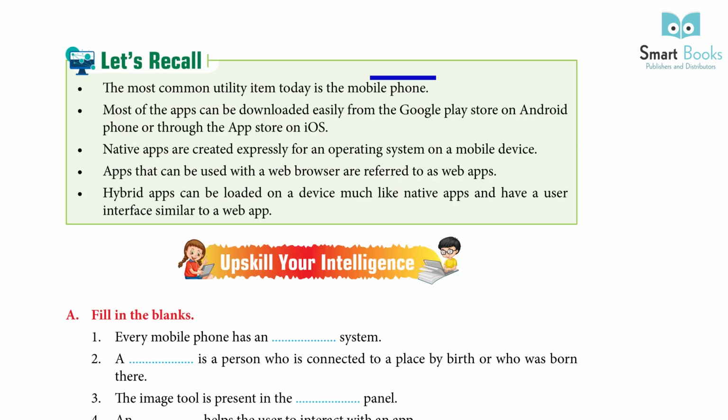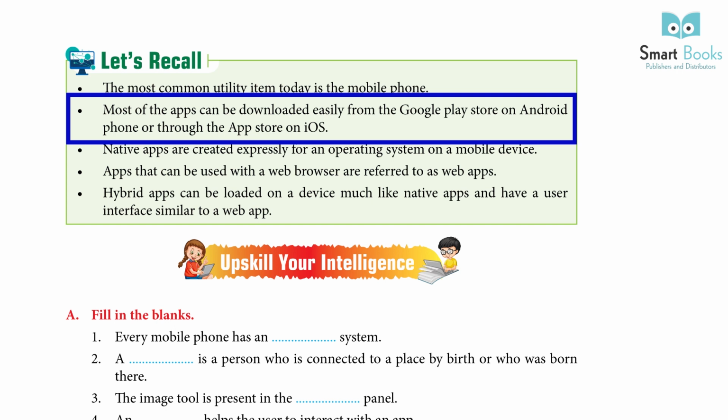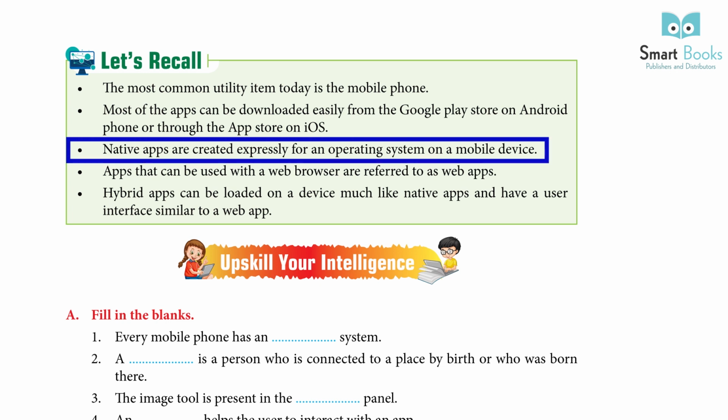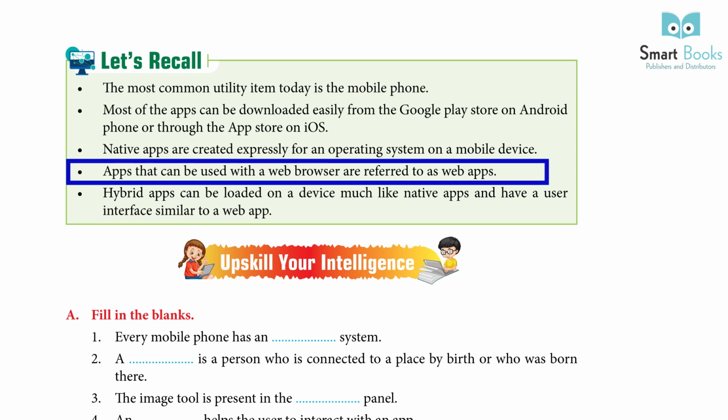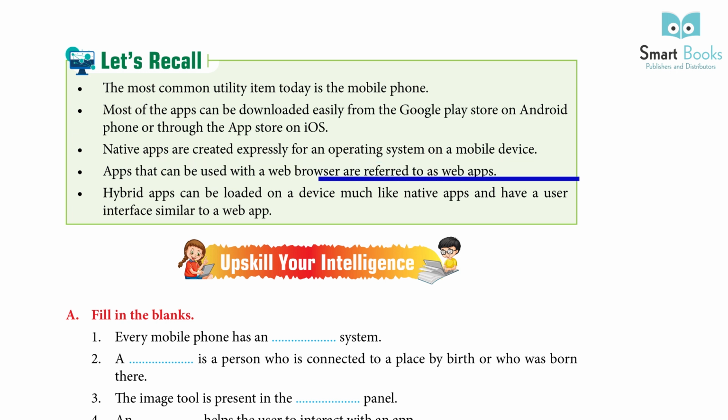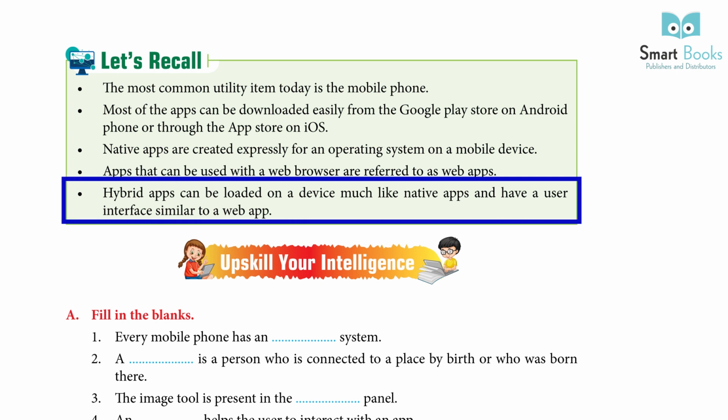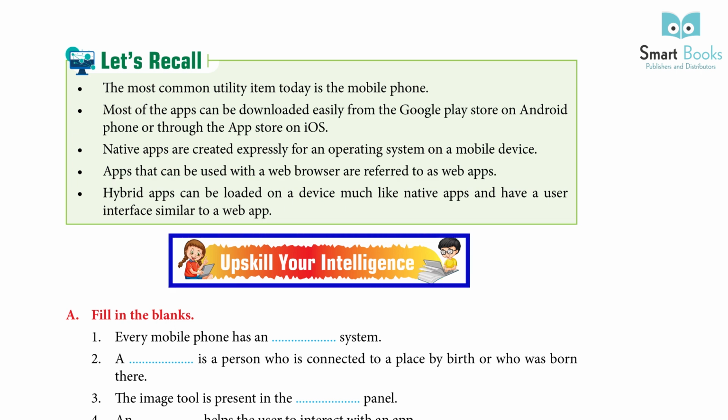Let's recall. The most common utility item today is the mobile phone. Most of the apps can be downloaded easily from the Google Play Store on Android phones or through the App Store on iOS. Native apps are created expressly for an operating system on a mobile device. Apps that can be used with a web browser are referred to as web apps. Hybrid apps can be loaded on a device much like native apps and have a user interface similar to a web app. Upskill your intelligence.